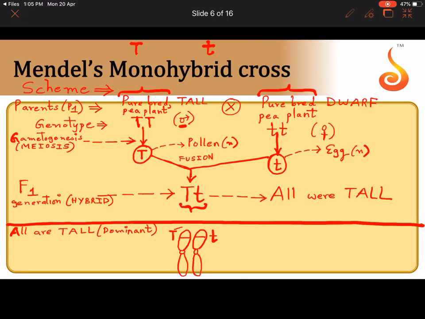Now capital T is not allowing small t to express itself. Let me put a minus sign. So what will we call this capital T allele now? We will call it the dominant allele. And what do we call the one that is getting suppressed? The one that is getting suppressed is called recessive. We had learned this in the law of dominance.